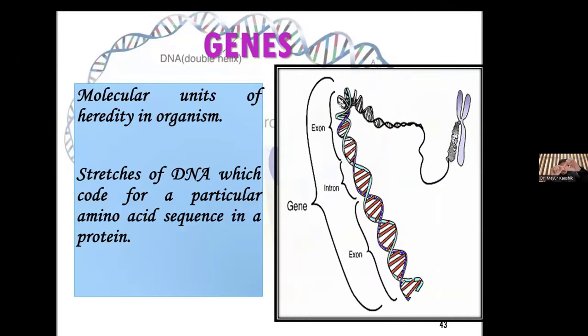Inside the chromosome is that thread, DNA. A portion of that thread codes for a particular amino acid. This is the main function of genes, to synthesize proteins. So one particular stretch of that thread, which codes for a particular amino acid, is known as a gene. So a gene is a small stretch of DNA.